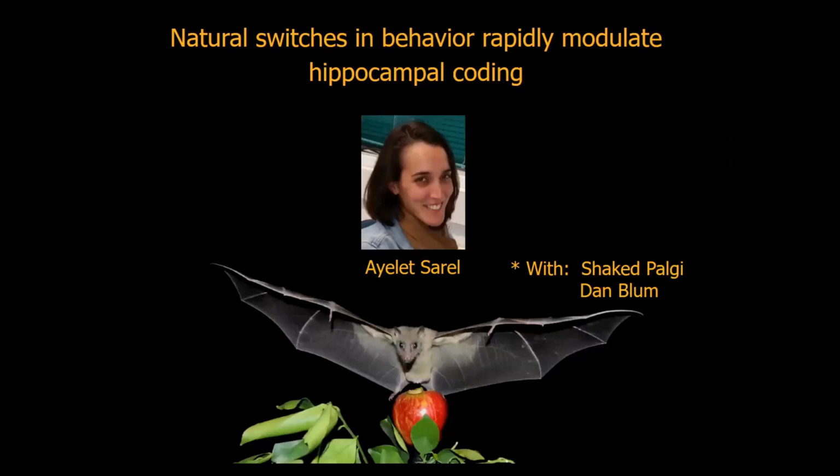Okay, so this was briefly about the social stories, and the last story, that I hope I won't run overboard over time, but let me run through it quickly, is about the issue of natural switches in behavior. This is work by a PhD student, Eretz Sarel, together with PhD students Shaked Palgi and Dan Bloom. And so the rationale, or the basic question, is the following.